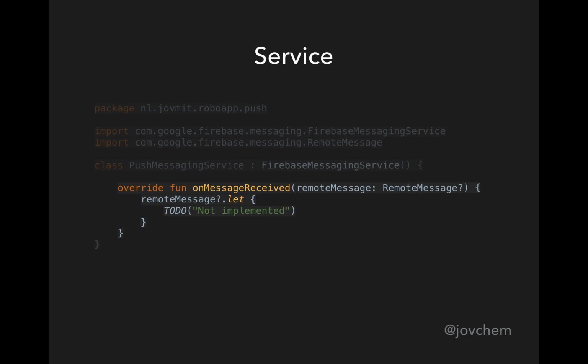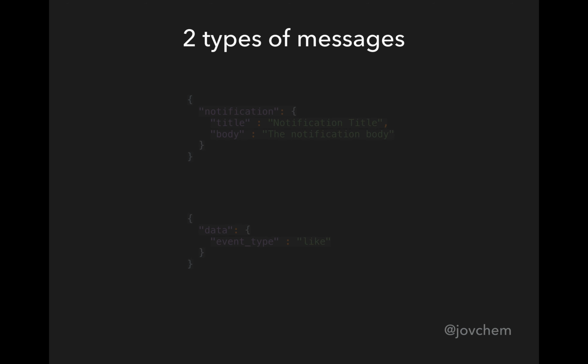And here, as we can see, we are having in the input argument a remote message, which actually contains what is sent to the device as a push notification. So there are two types of messages that we can send, and we can easily see this if we are using the Firebase console, but basically the backend can send one of the two. So the key difference is in the key of this JSON structure that comes in.